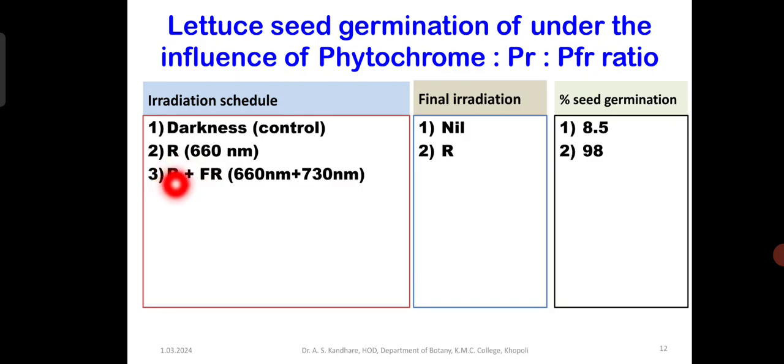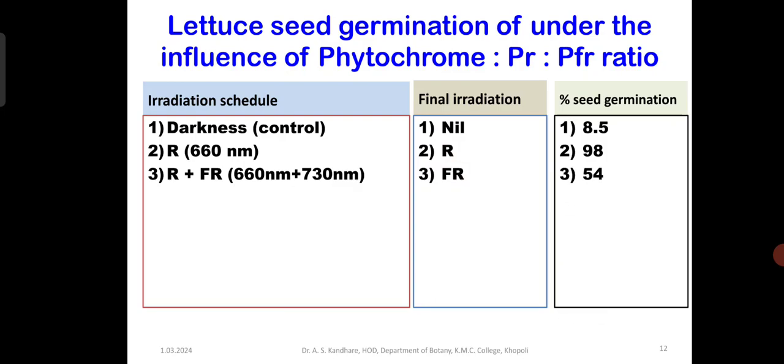Now here you can see red followed by far red, isn't it? 660 nanometer plus 730 nanometer. Now, after giving red irradiation, then far red irradiation was given. What will be the combined synergistic effect? And here the final irradiation is far red. So here you can see far red is the final irradiation.